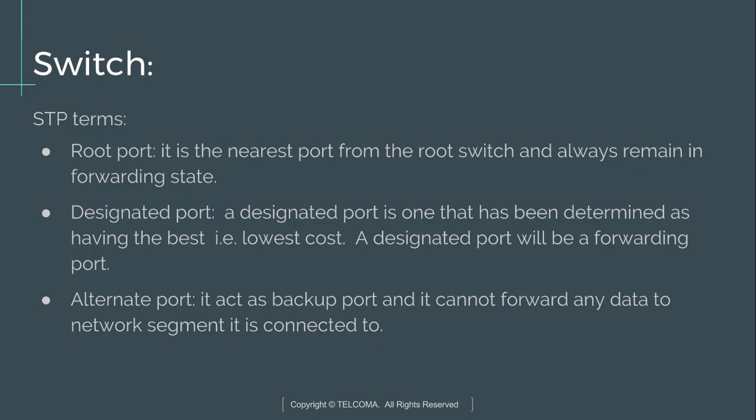The next is root port. It is the nearest port to the root switch and always remains in the forwarding state. Whereas a designated port is one that has been determined as having the best, lowest cost or lowest port ID. So a designated port will also remain in a forwarding state. Next is alternate port, also called non-designated port or blocking port. It acts as the backup port and it cannot forward any data to the network segment it is connected to.